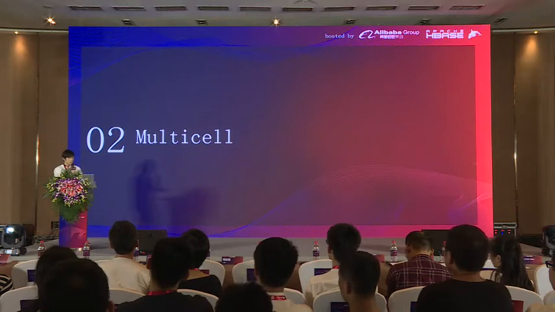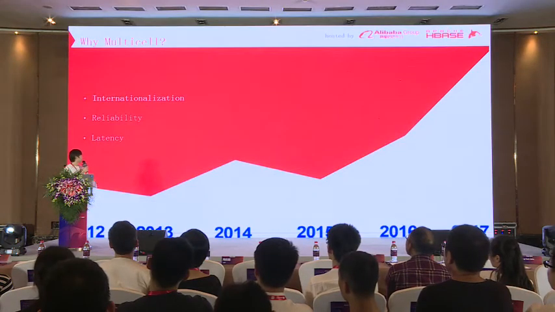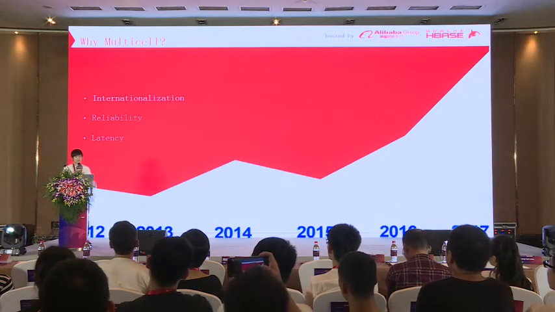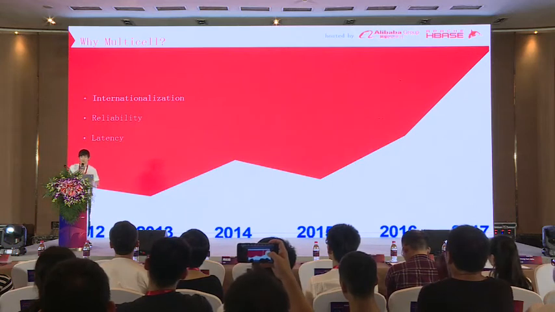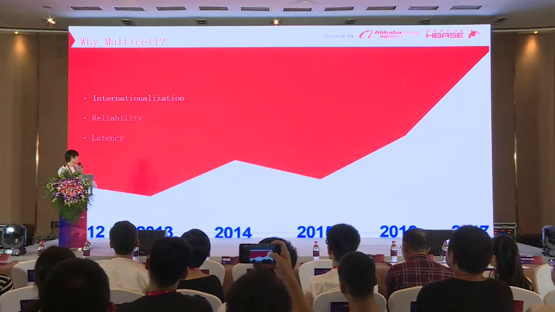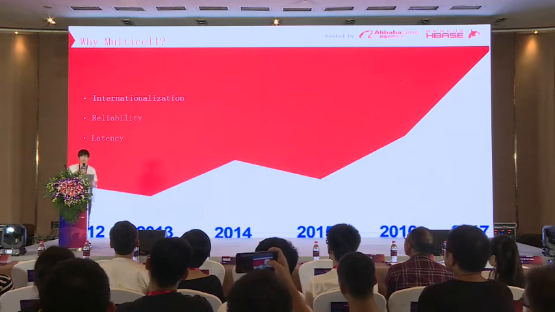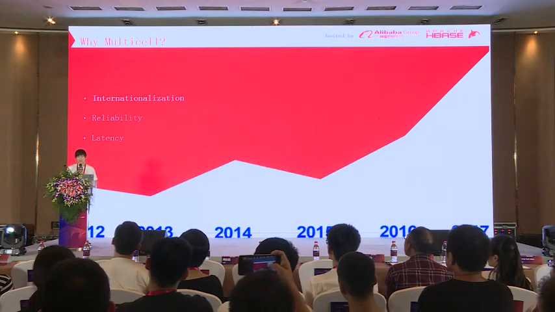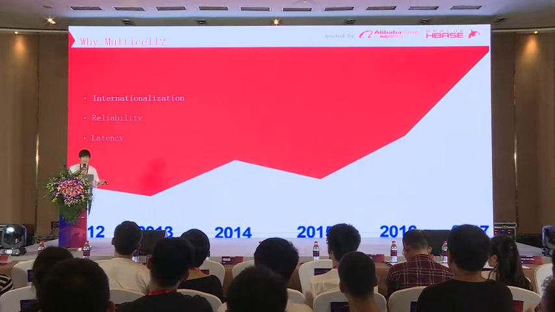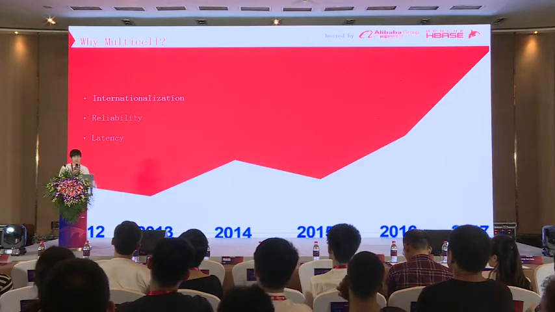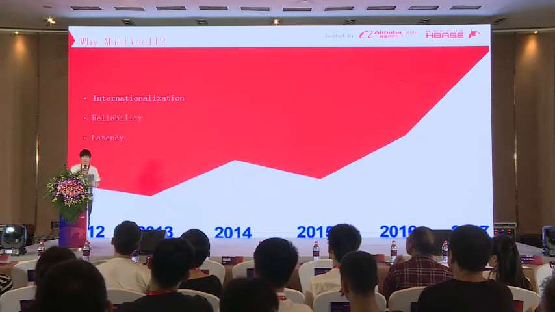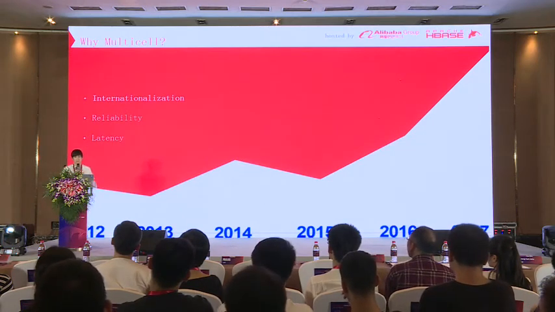So next is multi-cell. Why multi-cell? Because in the past few years, Pinterest started to investigate internationalization. We have more than 200 million active users, and more than half are from outside the US, so more than 50% are international users. To provide a more reliable and lower latency service, we decided to explore a multi-cell solution for our infrastructure.